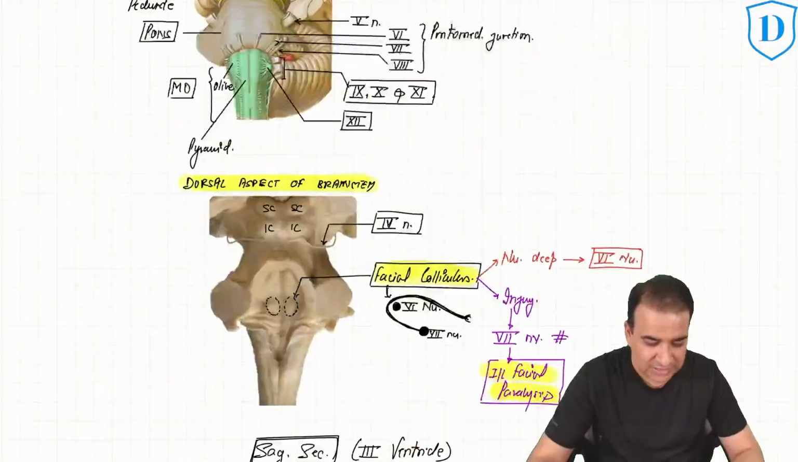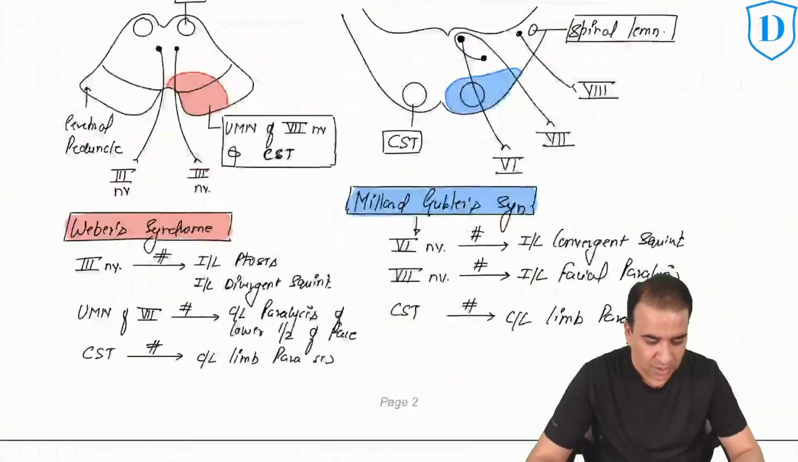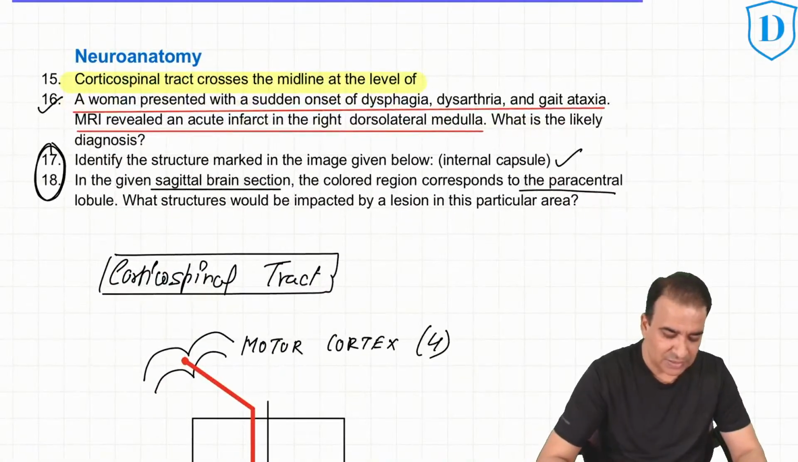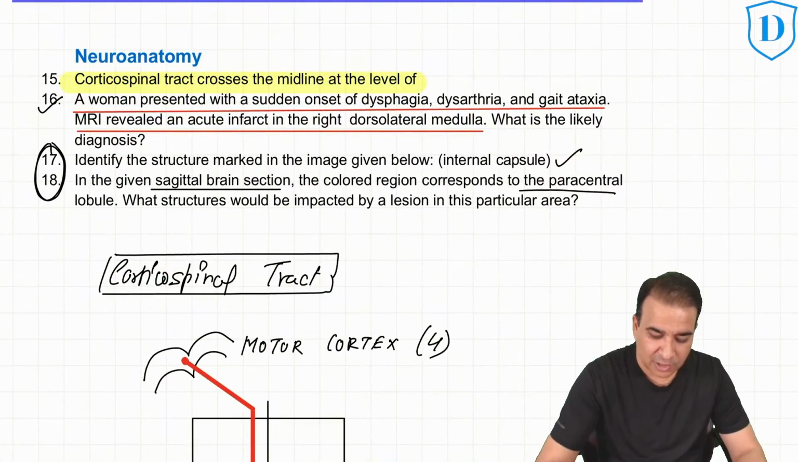This was a question asked in the exam. Let me take you through the question once, though you'll be discussing these questions with Dr. Nikhil. In this given section of the brain, the colored region corresponds to the paracentral lobule. What structure would be impacted by a lesion of this particular part?